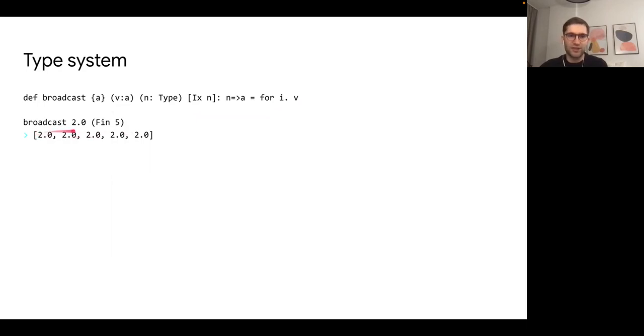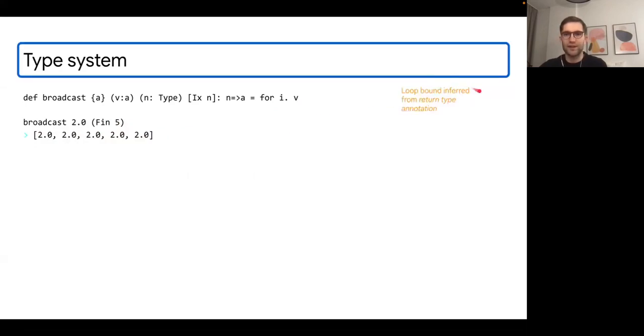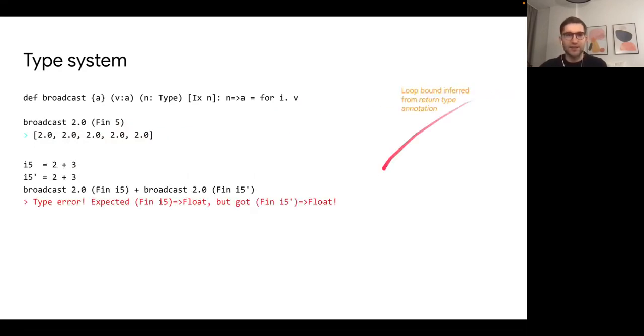And as an example, you can broadcast 2.0 over an index set of Fin 5, and you'll get a 5-size array of 2.0s. So that's, I think, a pretty neat feature.